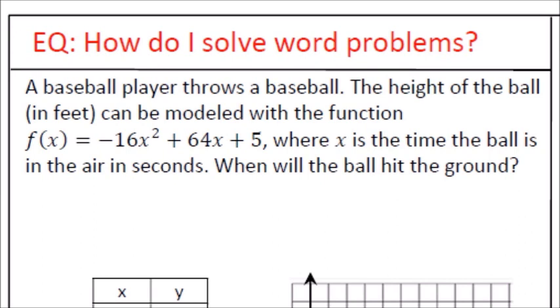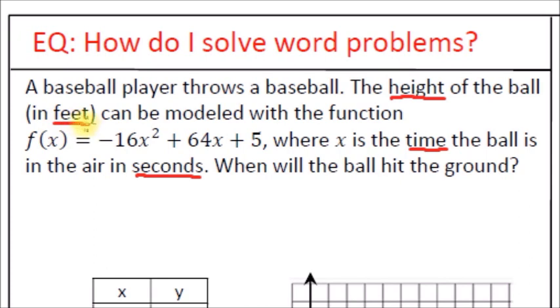So here's our question. A baseball player throws a baseball. The height of the ball in feet can be modeled with the function f of x is equal to negative 16x squared plus 64x plus 5, where x is the time the ball is in the air in seconds. We've got time in seconds. X is representing time in seconds, and the function itself is the height of the ball in feet.